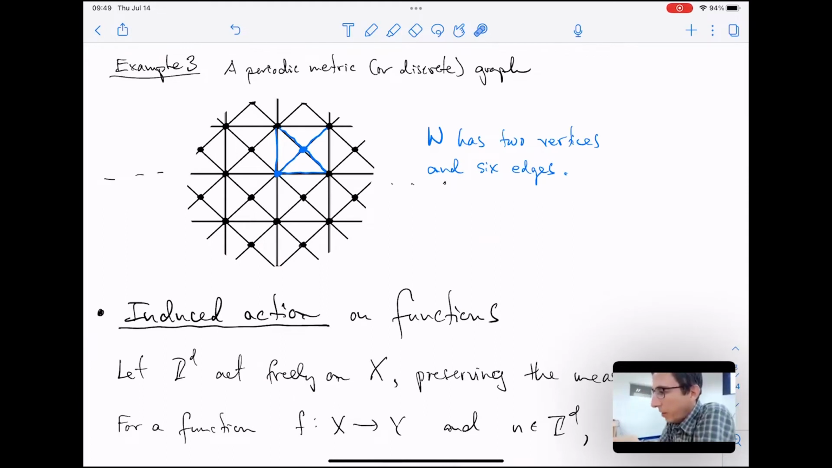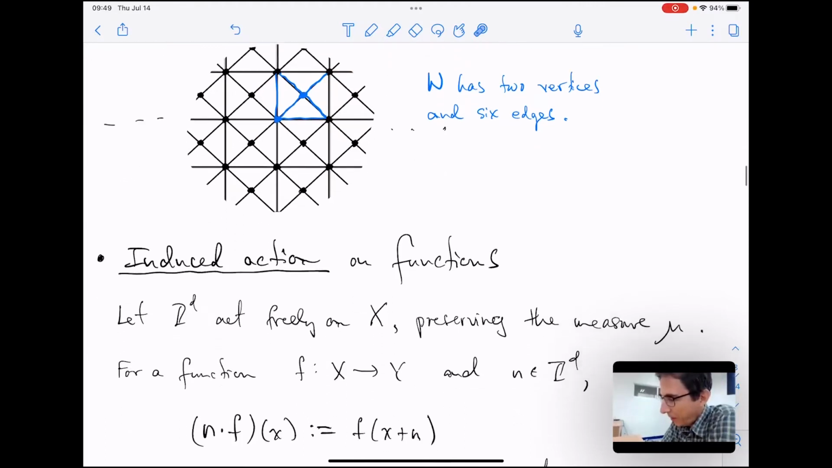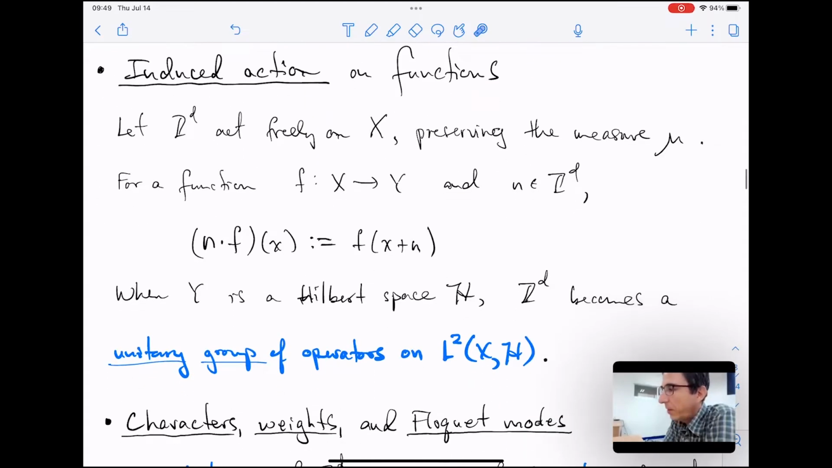All right. Here's another example of a periodic metric or discrete graph. This is a fundamental domain. So the blue part here, that's the part that's repeated periodically. But you can't get from any one point in here to another point by shifting. It's not transitive. So that's your fundamental domain, all right? And so the microscopic variable is within W, the macroscopic variable is the shift. Okay. All right.